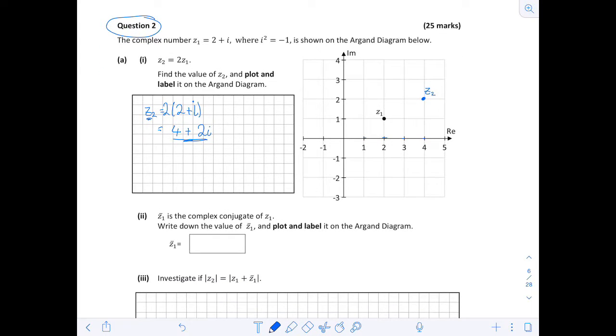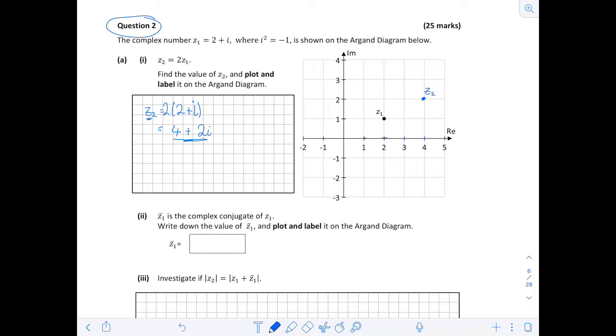z1 with a bar on top, this guy here, is the complex conjugate of z1. So that's our understanding of conjugate, yeah. Put the little bar on top, we know all about that. Write down the value of z1 with a bar on top. Okay, so write down the value of z1 conjugate.